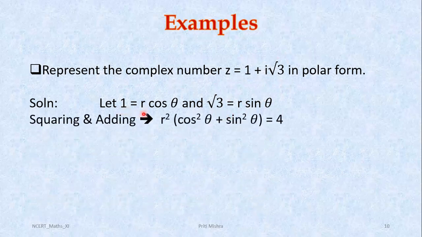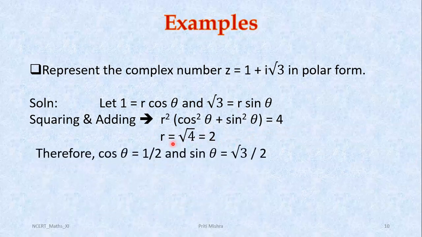Now, just by squaring these two relations and then adding, we have r square into cos square theta plus sin square theta equals 4. And cos square theta plus sin square theta, from trigonometry, equals 1. So r square equals 4, meaning r equals square root of 4. So its value is 2. So we got the value of r.